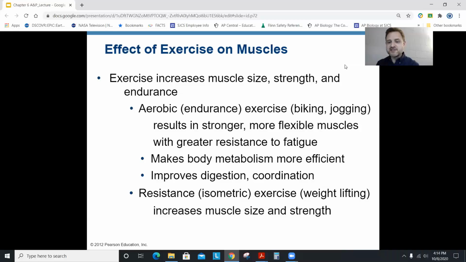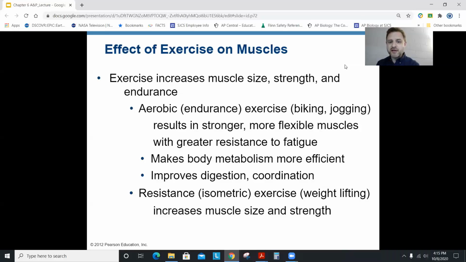Resistance exercises, things like that are isometric. So imagine you're doing the bench press. You lift the bar halfway up and you just hold it there. The muscle's not shortening, but it's definitely working. Those kinds of exercises don't increase your endurance. If you want to run a marathon and you're just doing weight training, that's not going to be good for prepping for a marathon. But they do increase the muscle size and the muscle strength.